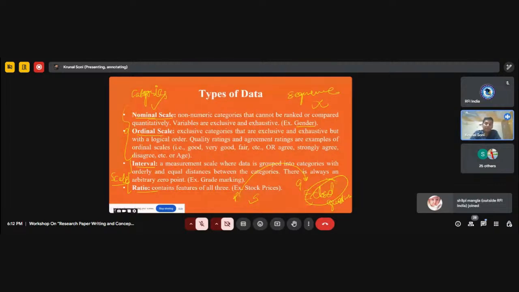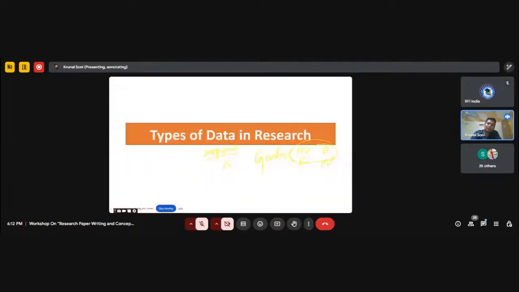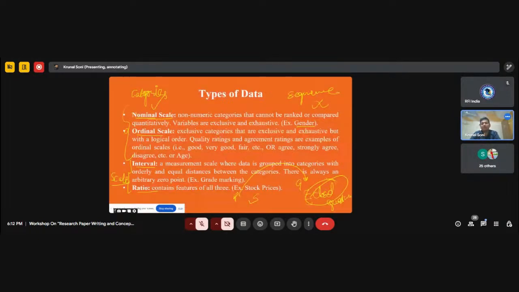Either I can put male first and female second, or, just remember, if you are making the coding in SPSS, according to the ma'am's wish, male is one and female is two, and according to my wish, female is first and male is second. So interchange is possible. The sequence does not matter. So this kind of data is nominal. I hope it is clear. Agreed? Agreed, right. Yes, sir.